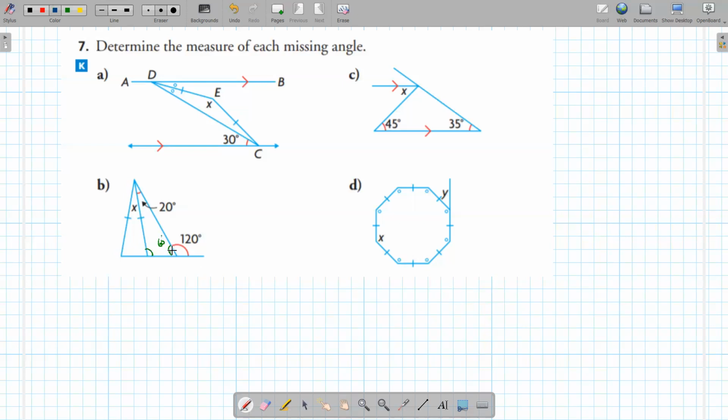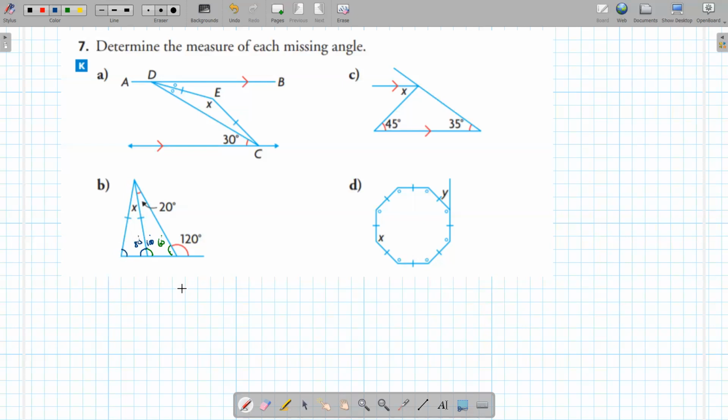Angles in a triangle add up to 180, right? So 60 plus 20 plus whatever this is equals 180. Just take away both of these: 180 minus 60 minus 20. That's 100 degrees. If that's 100, what is this? It's 80. All right. To solve for x, we're going to need both of these.